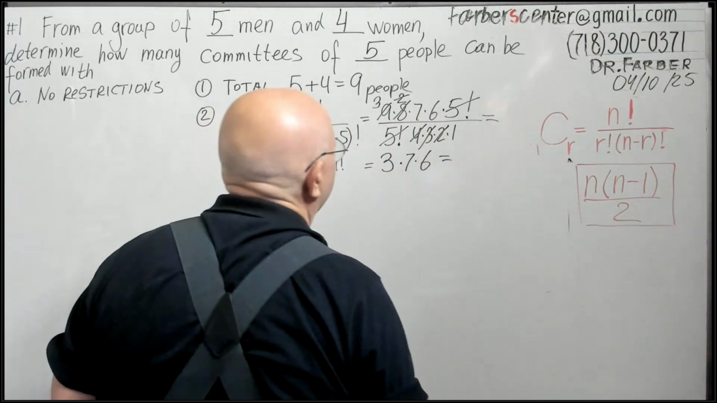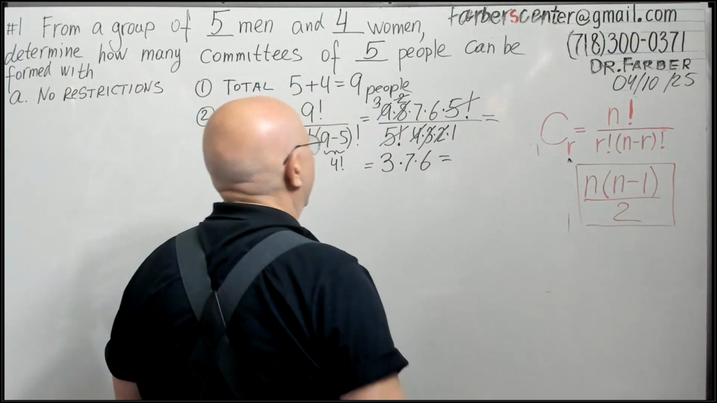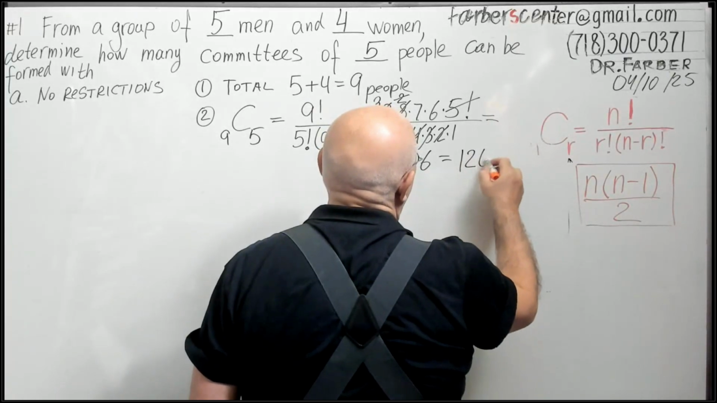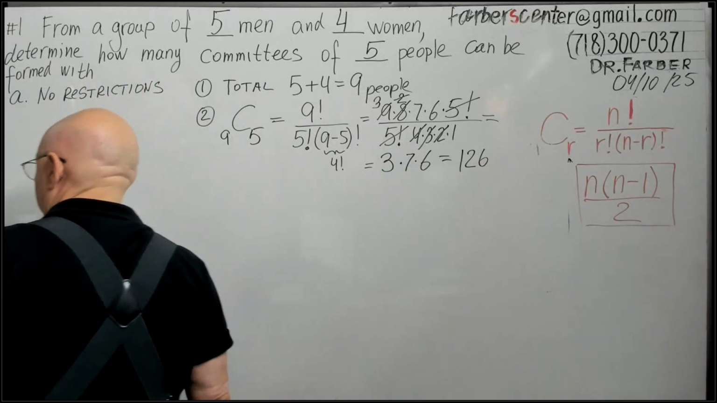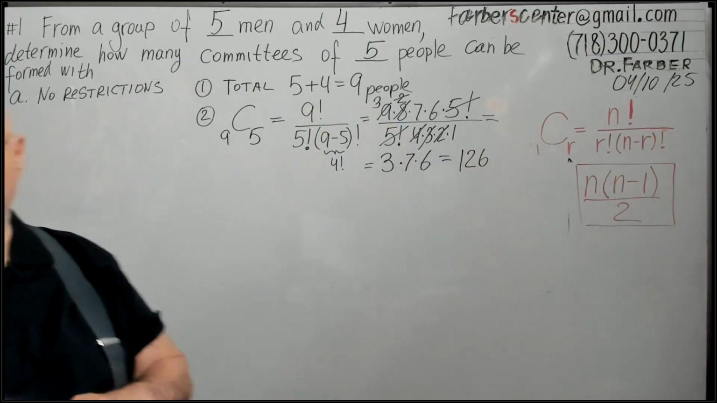Okay. 3 times 7 is 21. 21 times 6 is 126. So in this one, when you have no restriction, you have 126. Who understands this 100%?